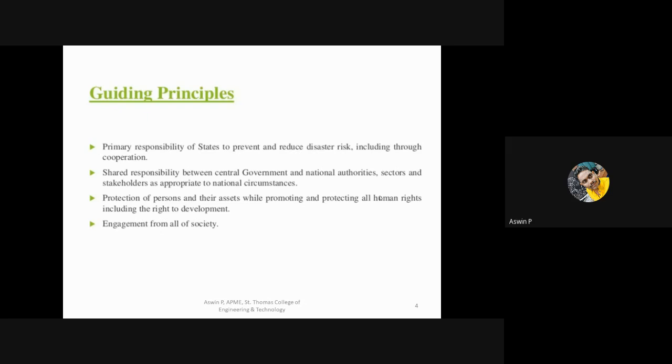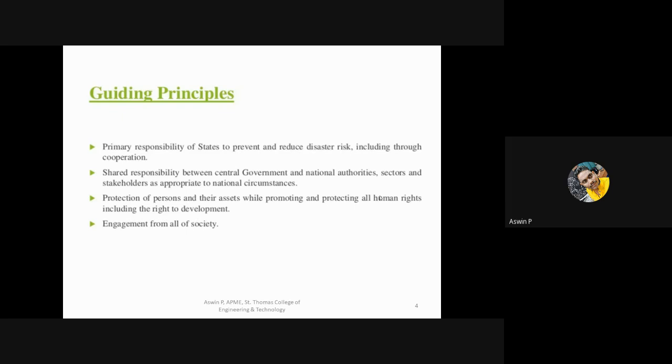The maximum chance of a question from the Sendai framework will be: explain the Sendai framework. Definitely there will be a question. Explain the 7 global targets of the Sendai framework, and the third one will be explain the 13 guiding principles, and finally the 4 priorities of the Sendai framework. This will be the probable question from this side. So all these points should be memorized, and at least what things are mentioned here, how many numbers, everything should be memorized by you.